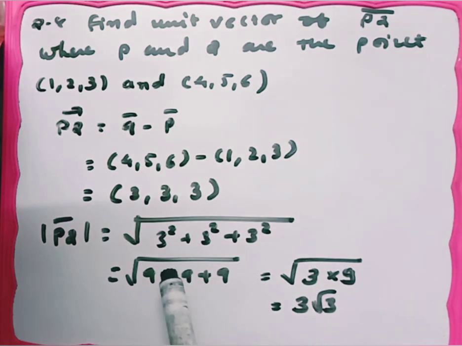Then, under root 3 square plus 3 square plus 3 square, 9 plus 9 plus 9, under root 3 into 9. So its magnitude is 3 root 3.